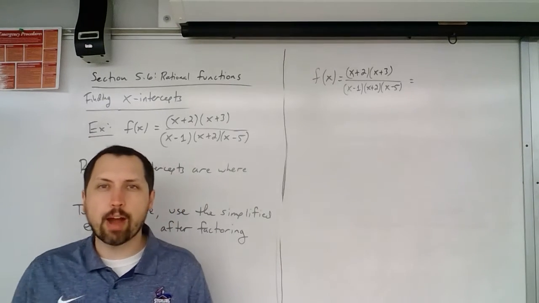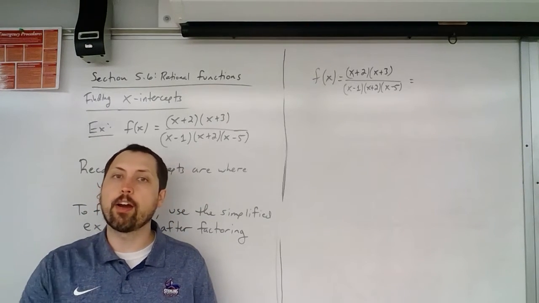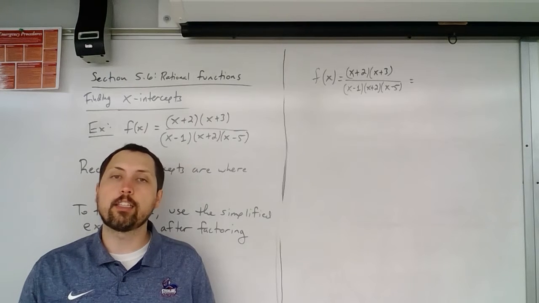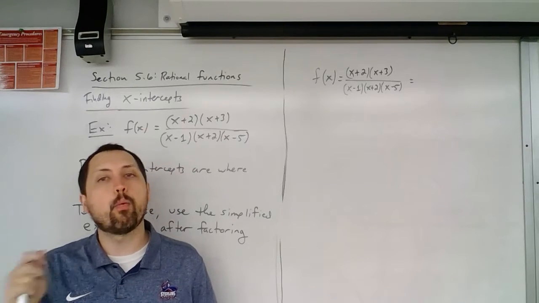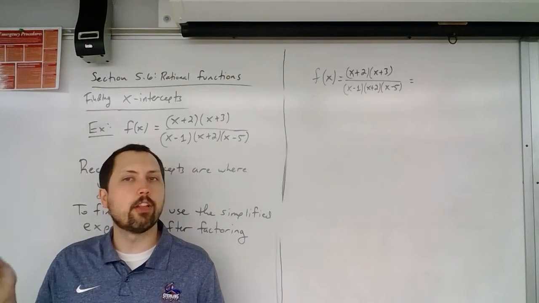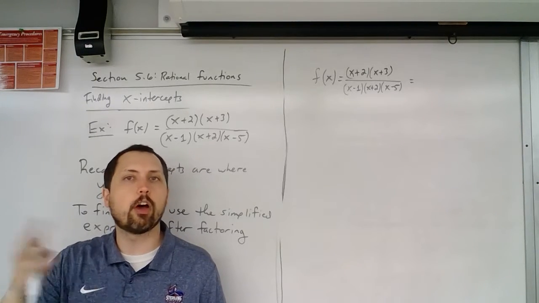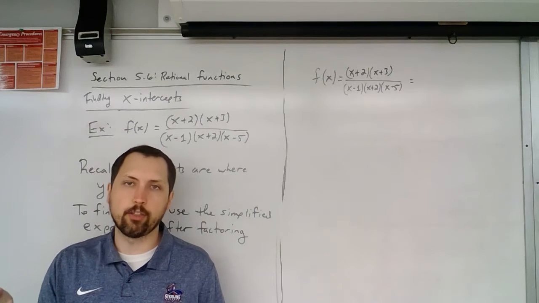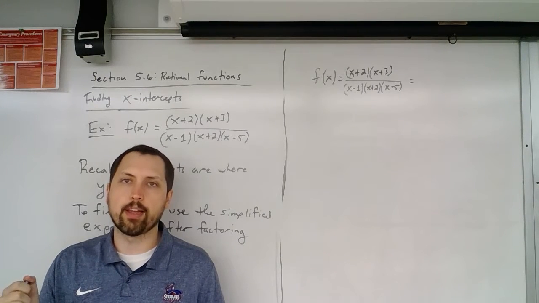So before we get to graphing our rational functions, that's going to be our end goal, we'd like to also find intercepts. Now, y-intercepts are going to be the easiest. That's going to be when x is equal to 0. Nothing special, just simply plug in x equals 0, simplify things, and you'll find your y-intercept that way.